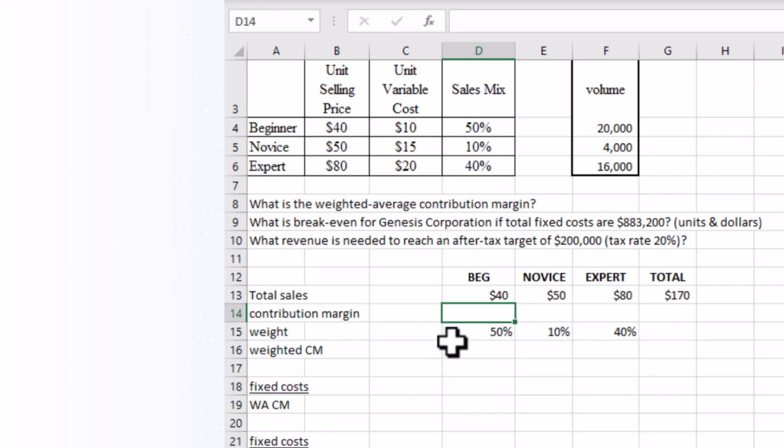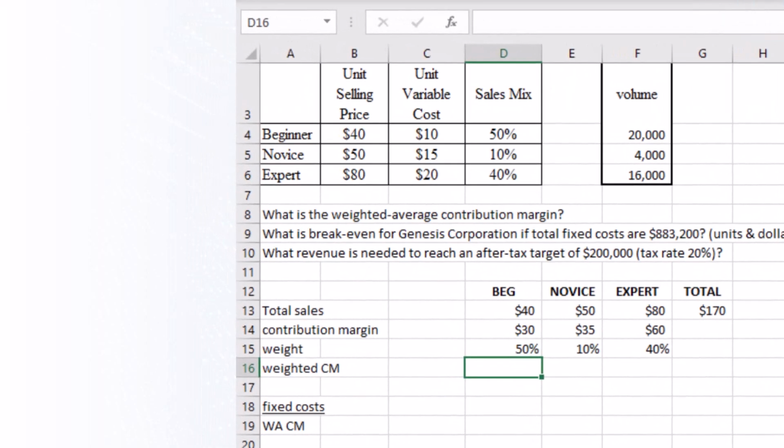So what is the contribution margin for beginner? It would be the sales price minus the variable cost. Same thing for novice, sales price minus the variable cost. Sales price minus the variable cost. And they have very different contribution margins. So let's get the weighted average.